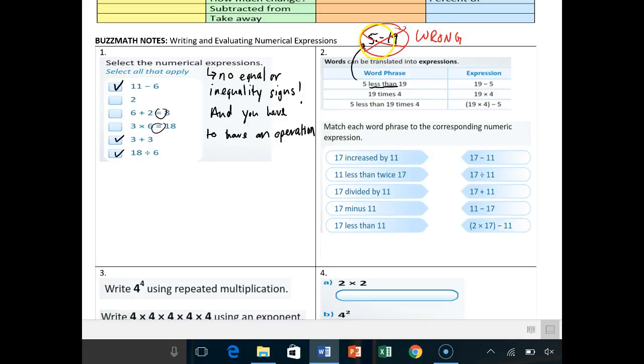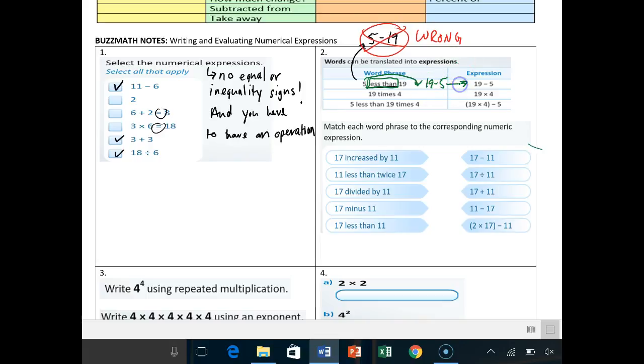5 minus 19, no. This "less than" phrase really means we're going to take this 5 and move it to the end, and it's going to be 19 minus 5, right? Think about this critically. 5 less than 19. So you have 19 of something, and you want 5 less of something. That's why you're doing 19 minus 5.